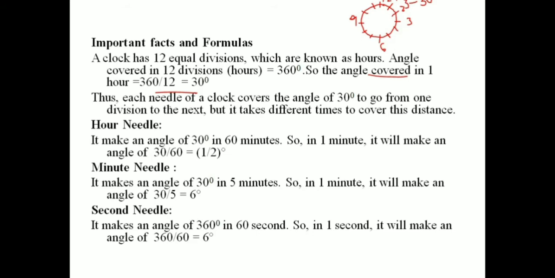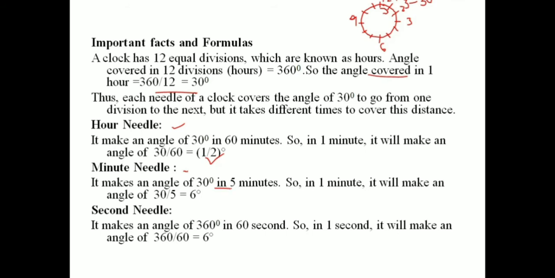The angle covered in 1 hour is equal to 360 by 12, which is 30 degrees. Thus each needle of a clock covers an angle of 30 degrees to go from one division to the next. The hour needle makes an angle of 30 degrees in 60 minutes. 60 minutes is nothing but 1 hour, right? So in 1 minute, it will make an angle of half a degree. This is very important that we need while solving the problems.